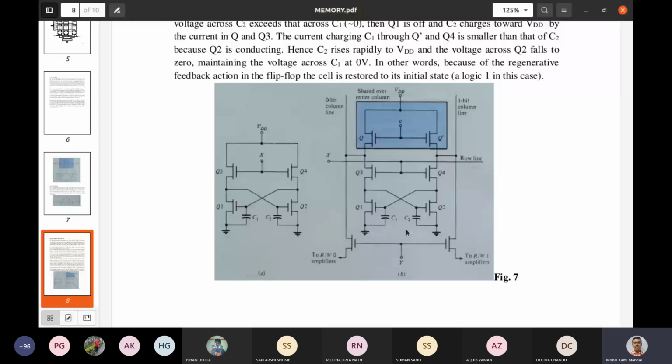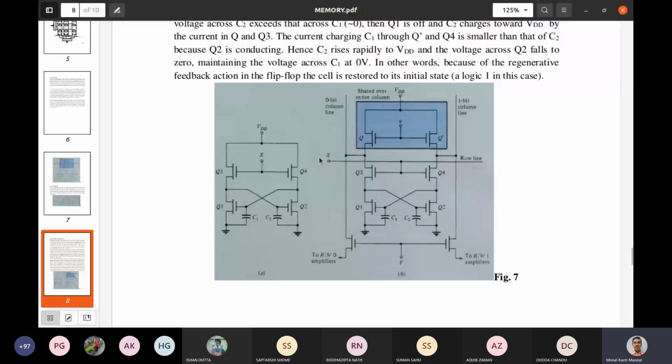To retain the data, at a certain interval of time you need to refresh this cell, so that the one state voltage goes to its high state and the zero state voltage goes to its low state very quickly. To do this, there is an arrangement of transistors Q and Q bar. The bases of Q and Q bar are connected with some clock signal. When the on period of this clock signal is present, it will conduct current, and this current will flow through these transistors.